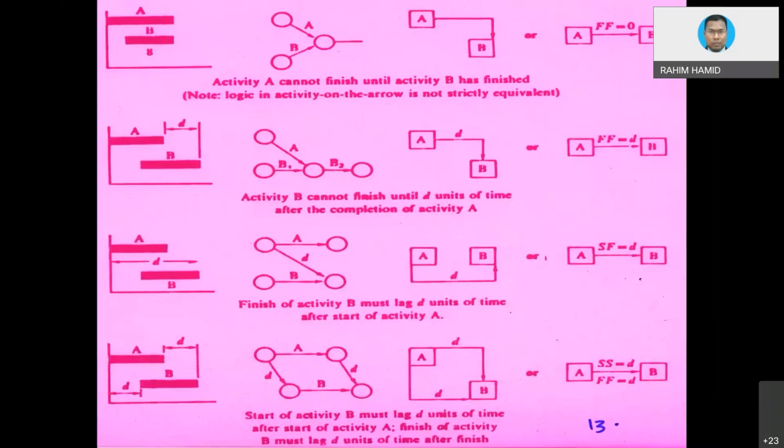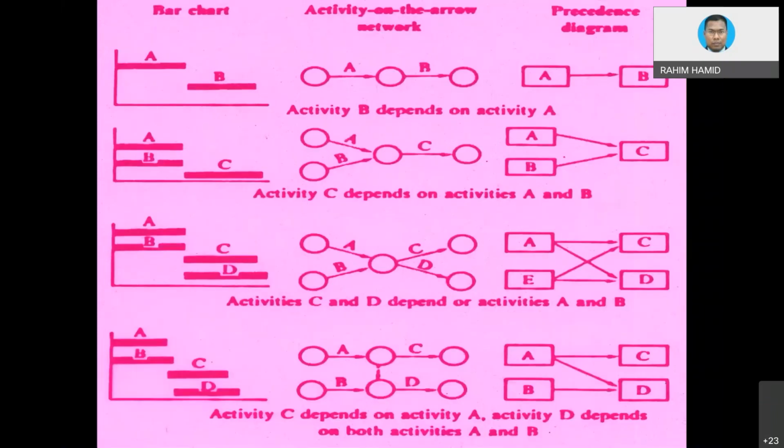Okay, now let's take a look at one more example. So what do SF and FS represent? We have not gone into that yet. SS is start to start, and SF is basically start to finish. It reflects the relationship between each activity.